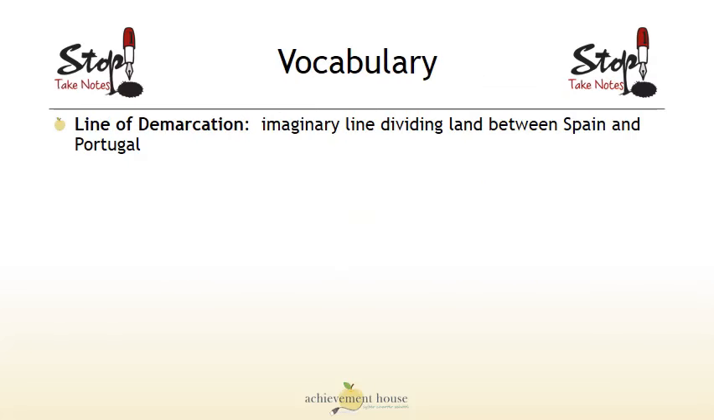Take out your notebook and jot down this vocabulary word. Look for it as you watch this video. Line of demarcation. It's an imaginary line dividing land between Spain and Portugal.